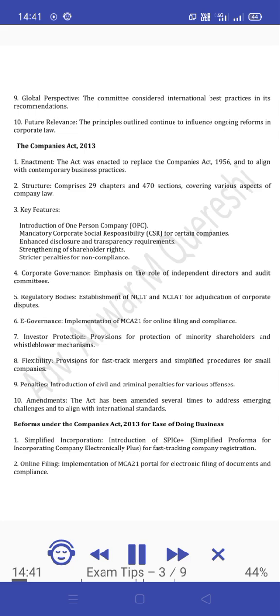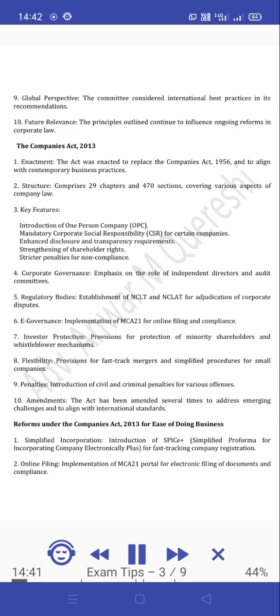4. Corporate governance. Emphasis on the role of independent directors and audit committees. 5. Regulatory bodies. Establishment of NCLT and NCLAT for adjudication of corporate disputes. 6. E-governance. Implementation of MCA 21 for online filing and compliance. 7. Investor protection. Provisions for protection of minority shareholders and whistleblower mechanisms. 8. Flexibility. Provisions for fast-track mergers and simplified procedures for small companies. 9. Penalties. Introduction of civil and criminal penalties for various offenses. 10. Amendments. The Act has been amended several times to address emerging challenges and to align with international standards.